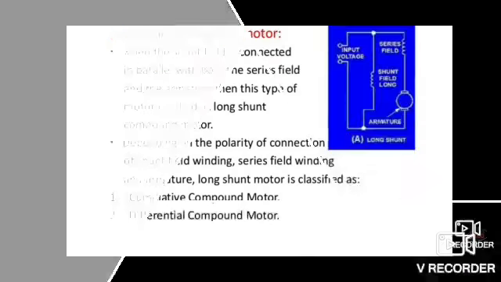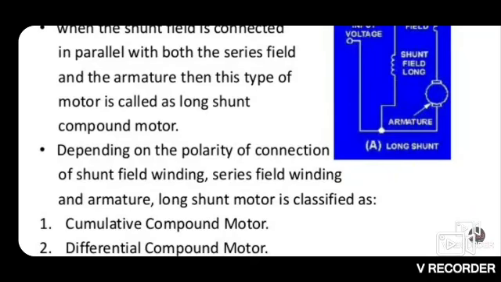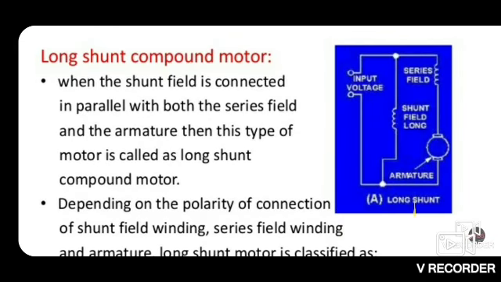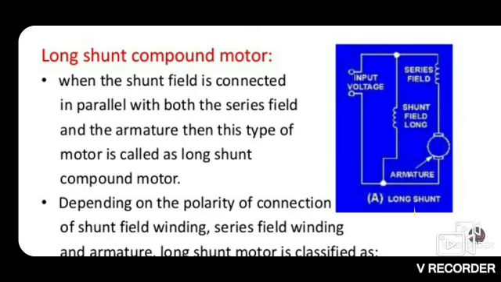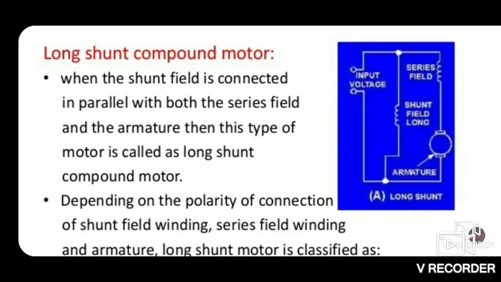Long shunt common motor. See the diagram. The shunt field winding is in parallel with the combination of series field winding and armature winding. Armature winding and series field winding are in series. This combination is in parallel with the shunt field winding. So it is called a long shunt common motor.